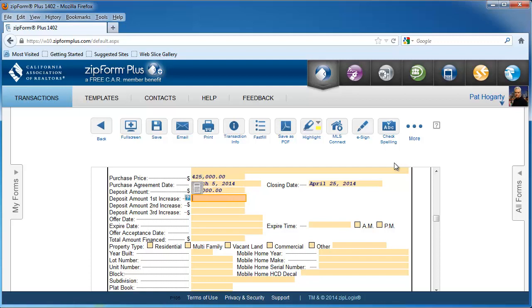Now the next thing is that they may negotiate and say, for example, okay, once I look at the termite report and see that it's good, I'll move forward. In other words, we can have increments of increasing the deposit based on certain events happening. So that's why we have the first deposit, the second deposit, the third deposit.